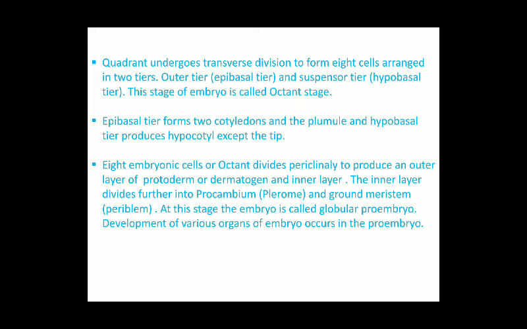Now जो quadrant में 4 cells है, all these 4 cells they will divide transversely to form 8 cells which are arranged in 2 tiers: outer tier, which is also known as epibasal tier, and suspensor tier, which is also known as hypobasal tier. And this stage in the development of embryo is called octant stage.